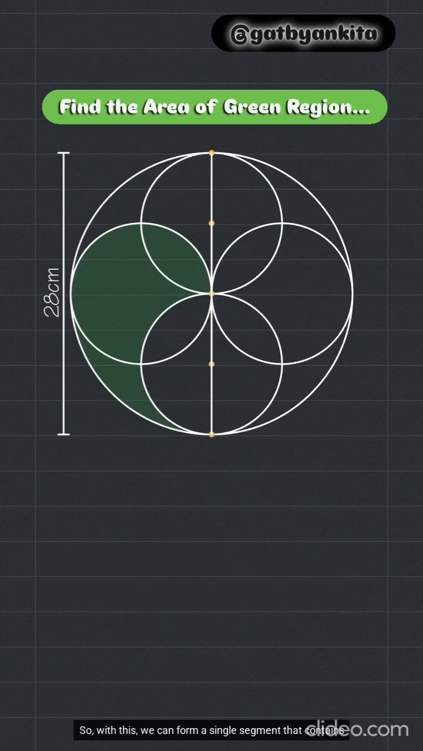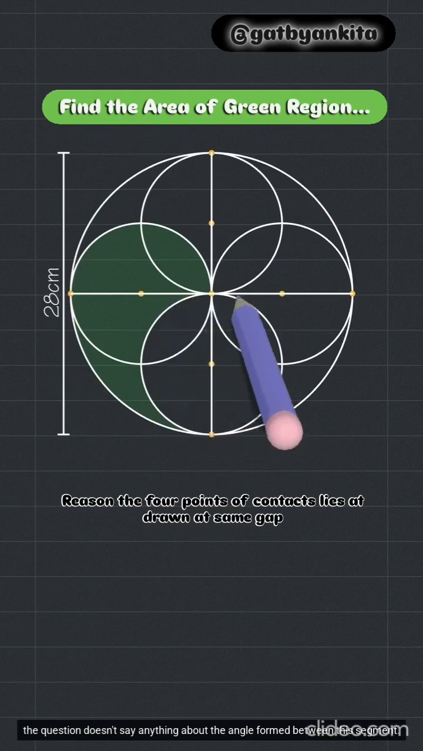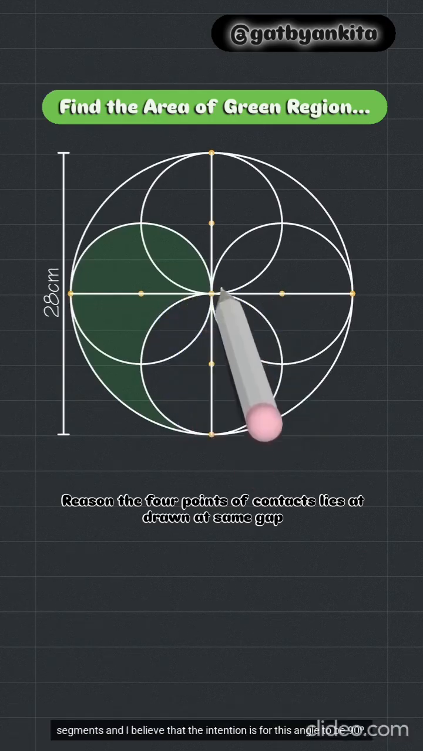So, with this, we can form a single segment that contains all these special points. Using the same reasoning, we conclude that all these other points here are also aligned. Now, let's assume the angle formed between this segment and this segment to be 90.